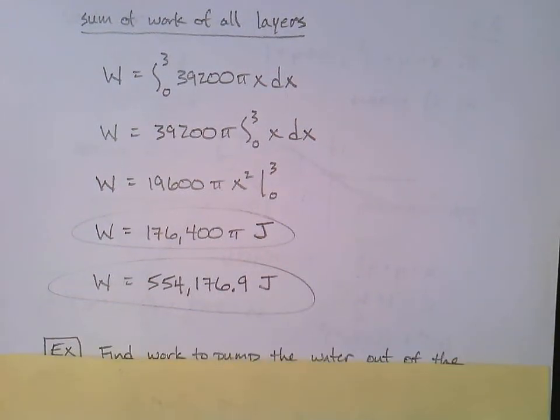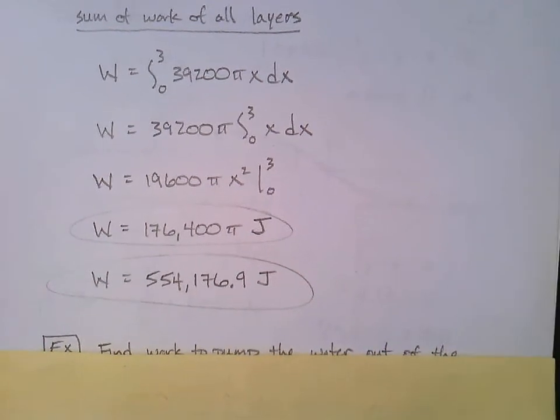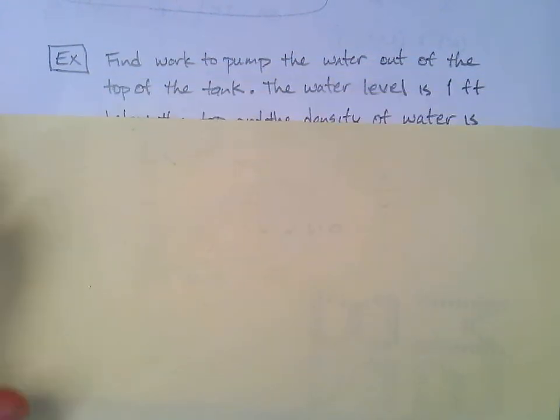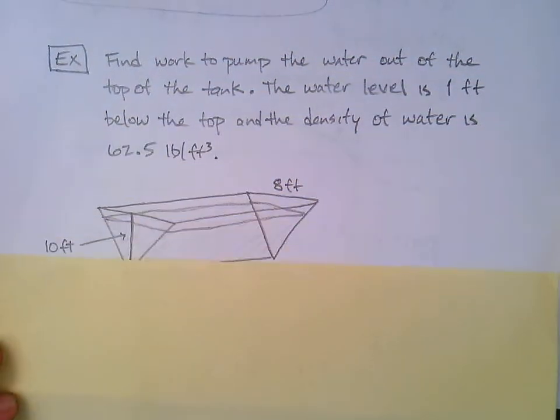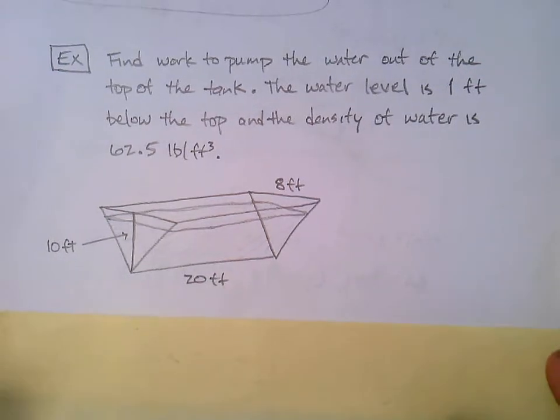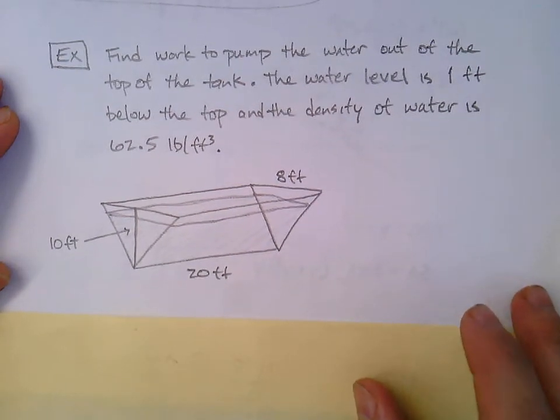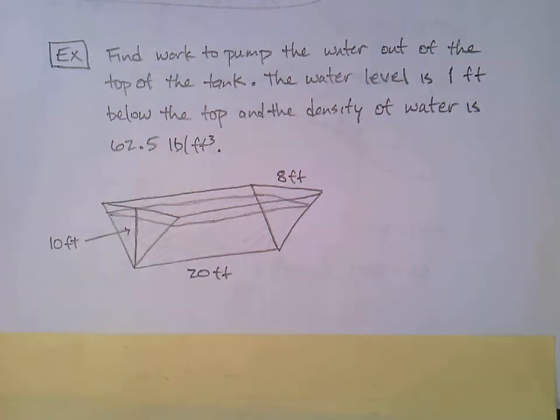Okay, so I've got one more example of water pumps, and this one's gonna give us a bit of a harder time. Let's see here. Okay, I'll just show you all this. Take a moment to copy this and the drawing. I'll go ahead and read it. Find the work to pump the water out of the top of this tank. The water level is 1 foot below the top, and the density of water is 62.5 pounds per foot cubed.